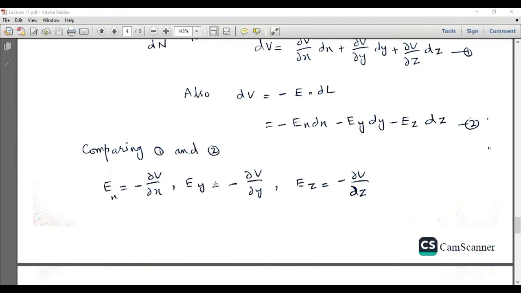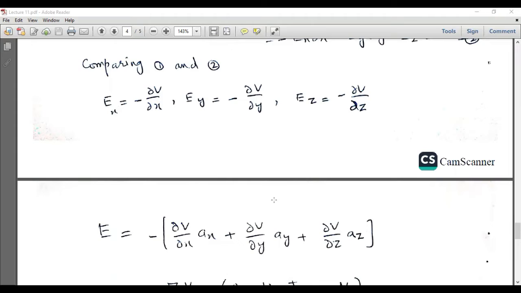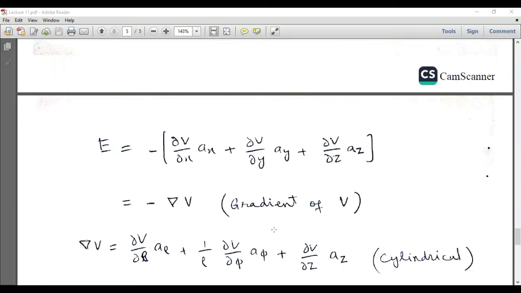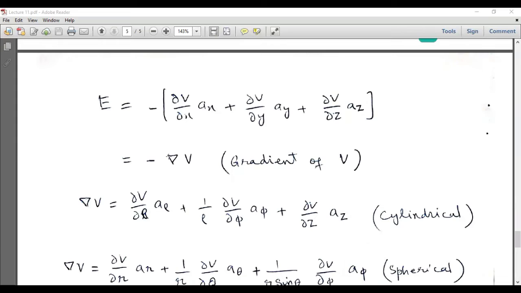We can add all these three components to get total E, and total E will be equal to minus partial V over partial x ax plus partial V over partial y ay plus partial V over partial z az. Now this can be written as minus del V. So del is called a vector operator, and this vector operator is actually equal to partial over partial x ax plus partial over partial y ay plus partial over partial z az, and we can take this V as common and place this V over here. So this will become minus del V.